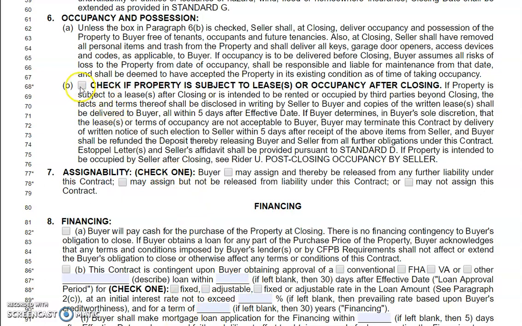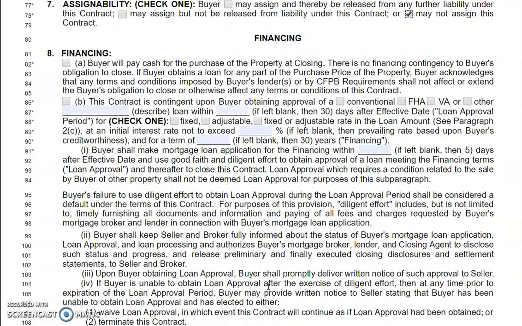Okay, we check that only if the property is subject to a lease. If it has a tenant right now, we mark it; if it's the owner that is living there or it is vacant, we don't mark here that this is the case. Okay, and let's see if the contract might be assigned. Normally, what I know is that these buyers are going to close in their own name, so I'm going to put may not assign this contract.